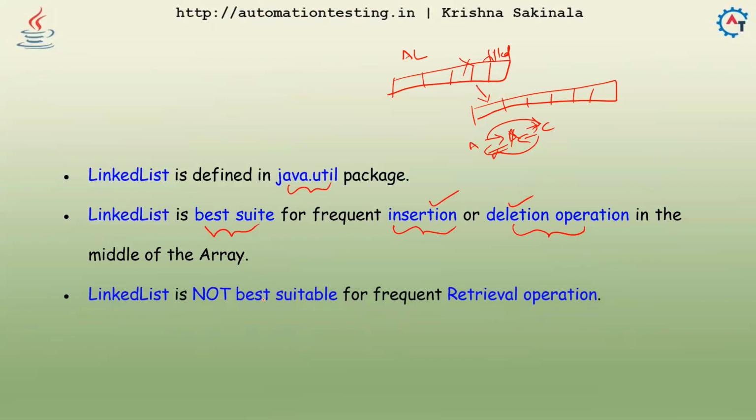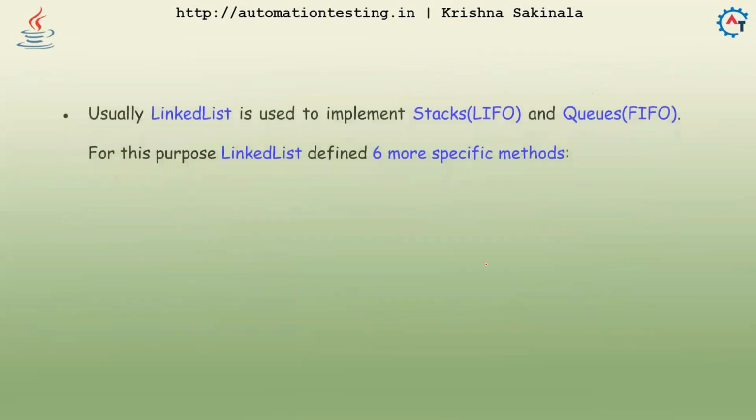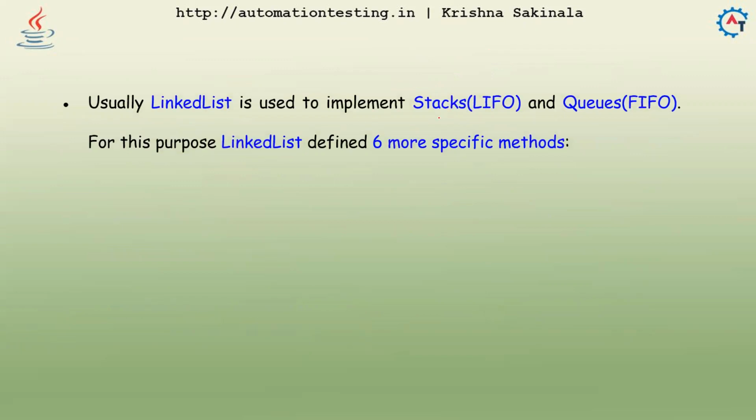Linked list is not the best suitable for frequent retrieval operations. It is best for insertion or deletion, but not best suited for retrieval operations. Usually linked list is used to implement stacks. Stack means last in, first out. And queues. Queue means first in, first out. So usually linked list is used to implement stacks and queues.